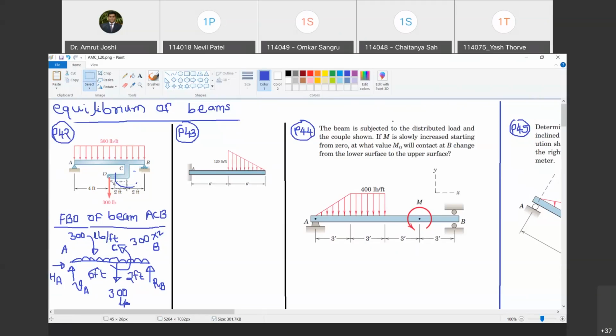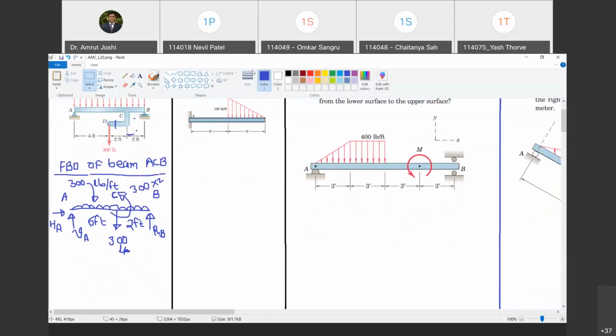Therefore, we are not showing that arm. But that arm is connected at C, so what must that arm be doing at C? It must be pulling beam ACB down by a 300-pound force, and it must be trying to rotate point C in an anti-clockwise sense by moment 300 into 2. Are you with me? Yes, sir. Okay. So this free body diagram now is complete.